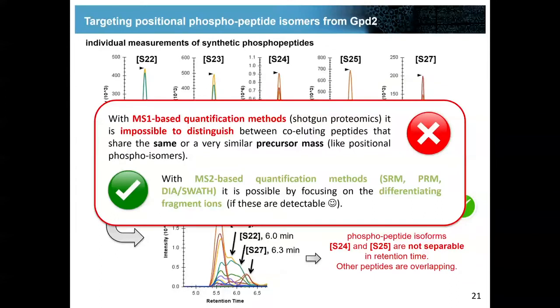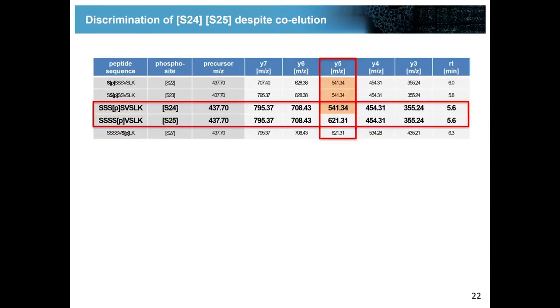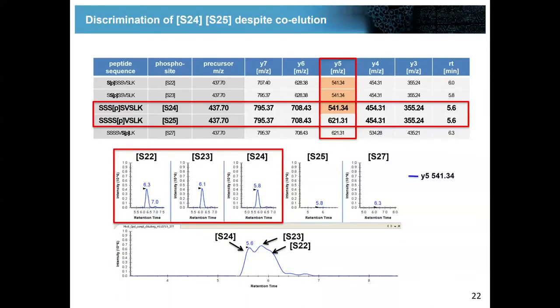However, if you work with MS2-based quantification, SRM, PRM, or SWATH, it does become possible to differentiate perfectly coeluting forms by just focusing on the fragment ions that are unique for one form or for the other. So in my case, for example, if we would like to discriminate this serine 25 from 24, which is perfectly coeluting, we need to look at the discriminating fragment ion between the 2, which was only Y5 in my case. And when you look at this fragment ion Y5, you see it's only occurring in these first 3 forms. It's absent in the other 2 forms.